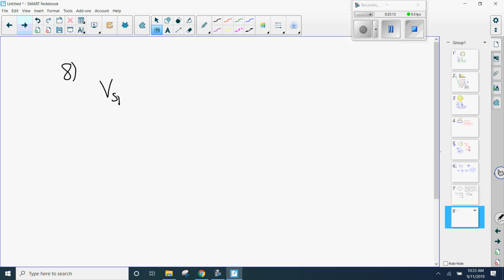So the volume of a sphere, how do you find the volume of a sphere, Bryce? Four-thirds pi r cubed. And your surface area of your sphere is 4 pi r squared. Units for area are squared, so your radius will be squared. Units for volume are cubed, so your radius will be cubed.